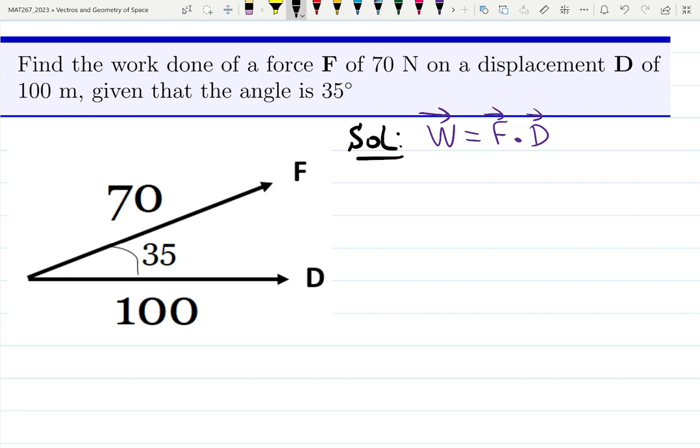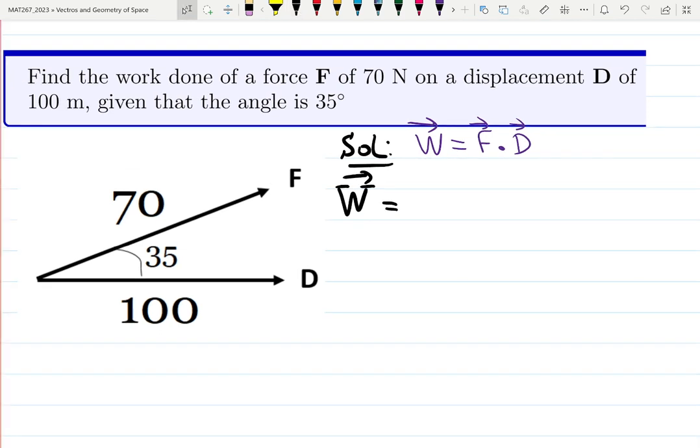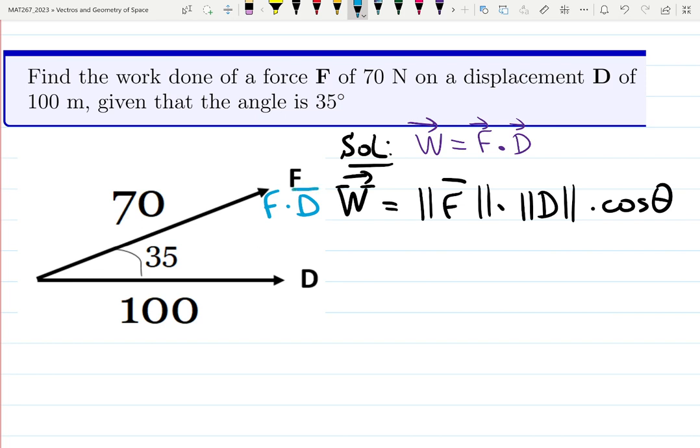Anyway, let's do it. W as a vector work is F times D. So we just learned that F times D, we're looking for the work done with the given angle. Size of F times size of D times cosine theta. That is because it came from a formula. F times D, that's the definition of a dot product. F times D equals magnitude of F, magnitude of D times cosine of the angle between them.